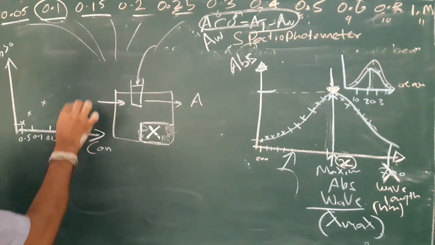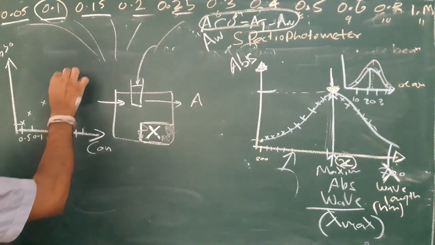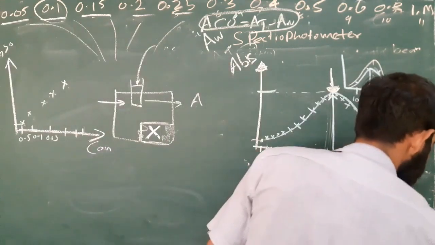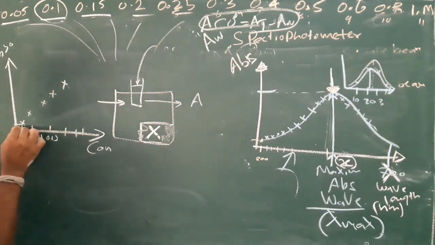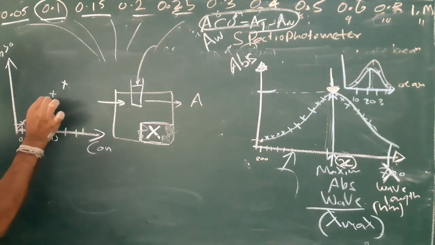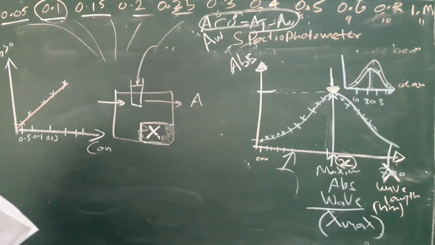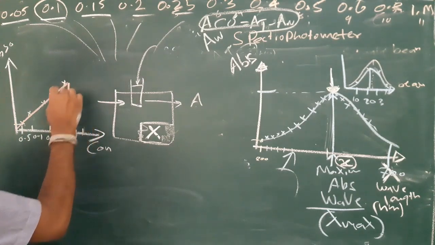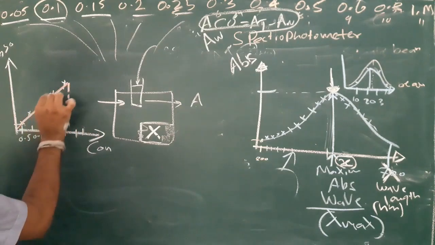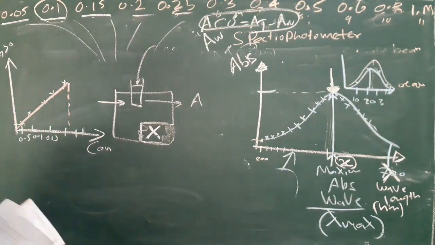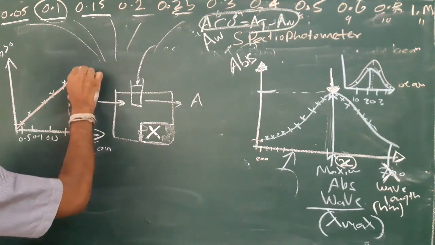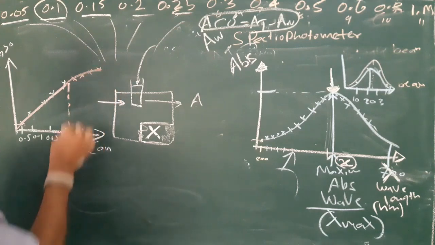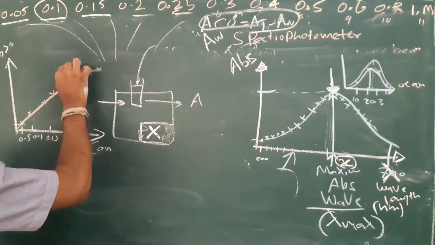Up to one point, we can observe a straight line. Up to one concentration we can see a straight line. Beyond that point, the linearity of this straight line will not go further, it will produce a curve. It will not be linear anymore after that concentration.